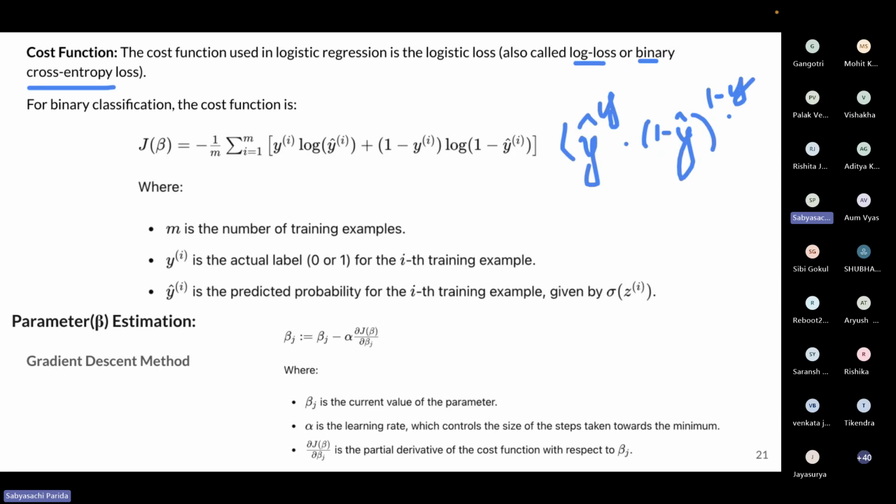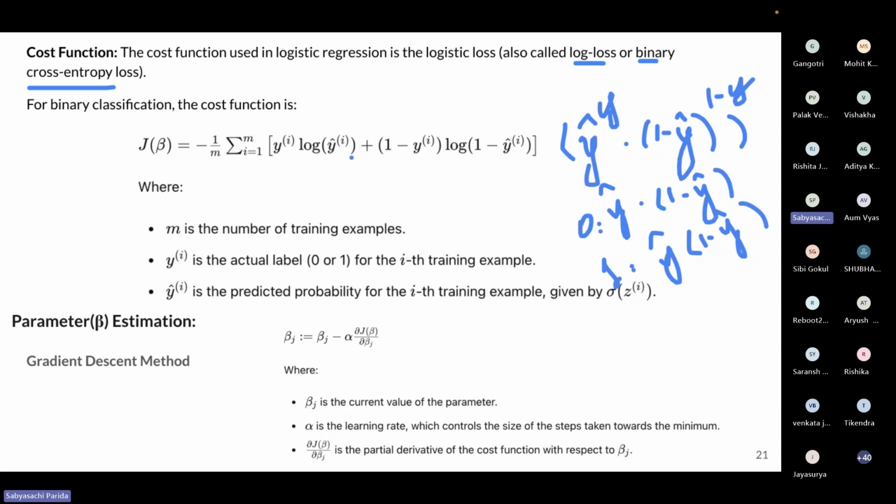So my objective is this: whenever my target value is 0, then y cap to the power 0, and anything to the power 0 is 1. So it is 1 minus y cap to the power 1, which is 1 minus y cap. This is in the case of 0. In the case of 1, this would be y cap into 1 minus y cap to the power 0. So in either case, 0 or 1, it would always follow the same cost function.